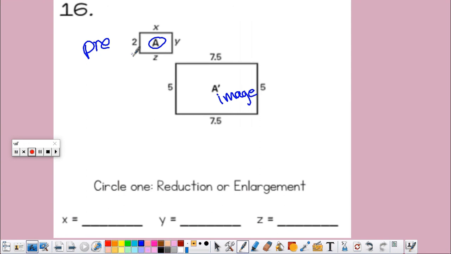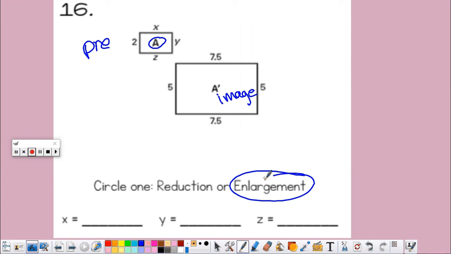From the preimage to the image, is it an enlargement or a reduction? Enlargement, okay? It's getting bigger. The rectangle is getting bigger. But what do we know about the preimage? Only one side is given, right? Only one side, we know the side length. But what do we know about the image? Everything. We know everything we need to know about the image.